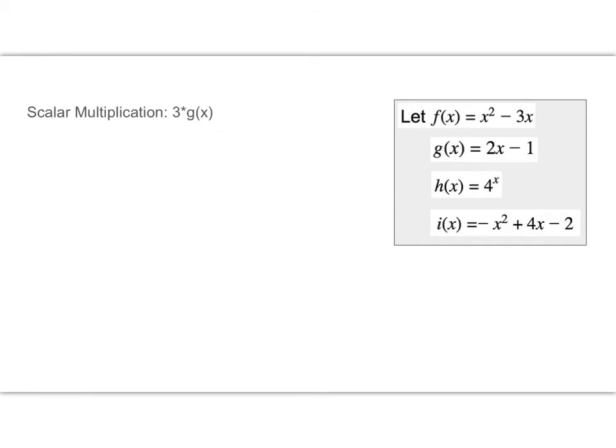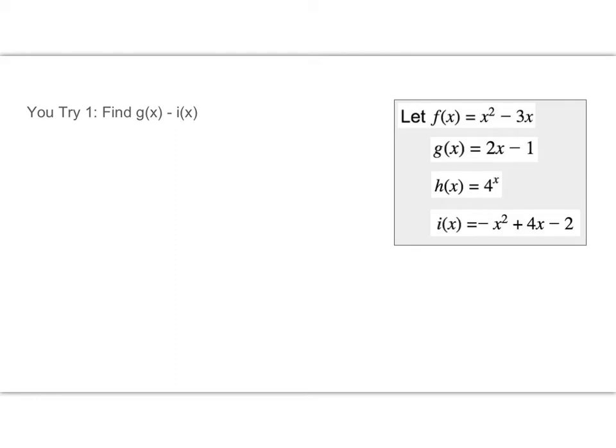All right, I can also multiply by a scalar. So I have 3 times g of x which would be 3 times 2x minus 1, which is just going to be 6x minus 3. That's pretty easy. And I can do any combination of any of those operations on functions. So here, you try this one, g of x minus i of x. Pause the video, start it back up when you're ready to check your answer.